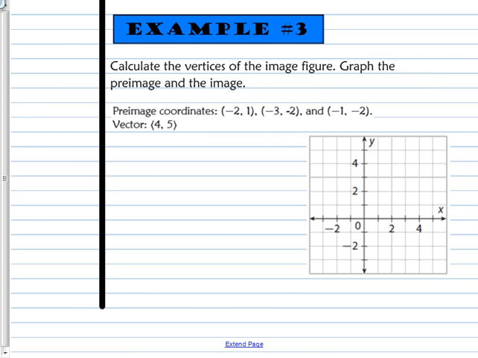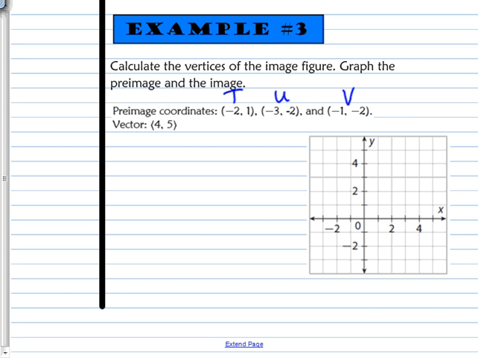Okay. So now we're going to find it a different way. We're going to calculate the vertices of the image figure. Then we're going to graph the pre-image and the image. The first thing I'm going to do is simply name these points. I'm going to name them T, U, and V. And I'm going to go ahead and graph those points now.